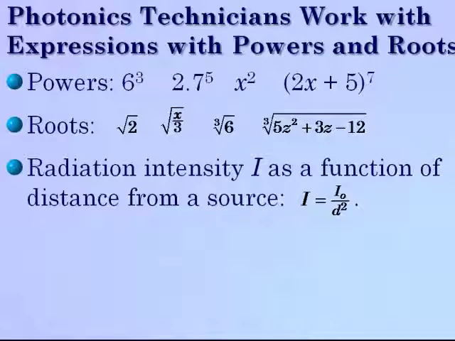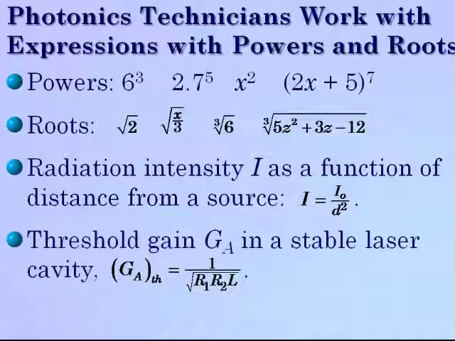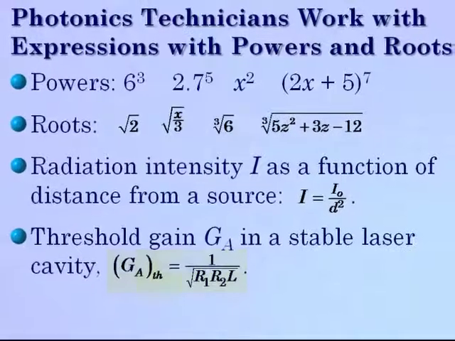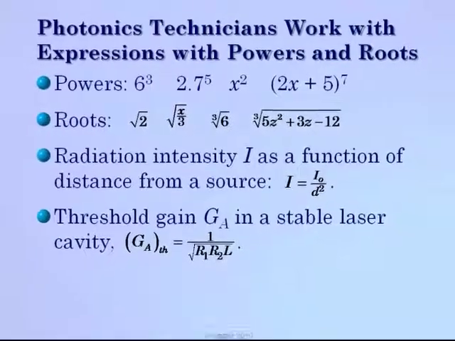Sometimes you'll have a formula like radiation intensity. I is a function of the distance from the source. I is equal to I sub 0 over d squared. Or you may have a more complicated expression like the threshold gain in a stable laser cavity is given by G sub A is equal to 1 divided by the square root of R sub 1, R sub 2 times L.